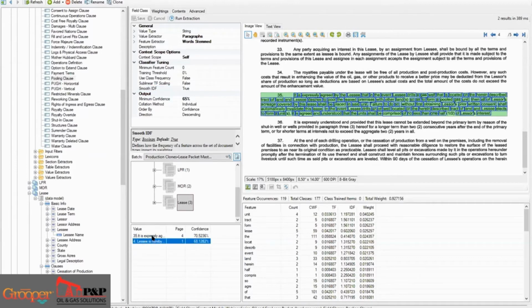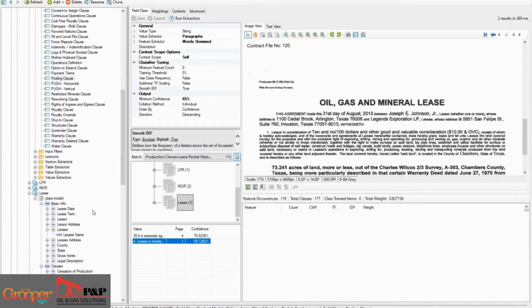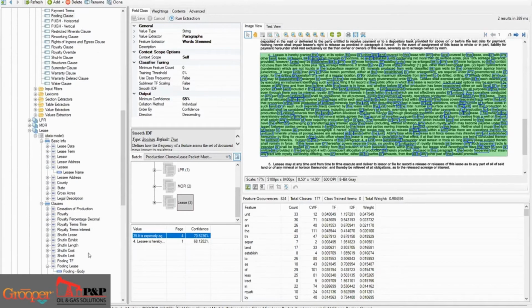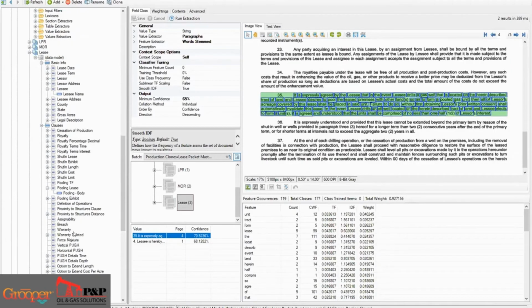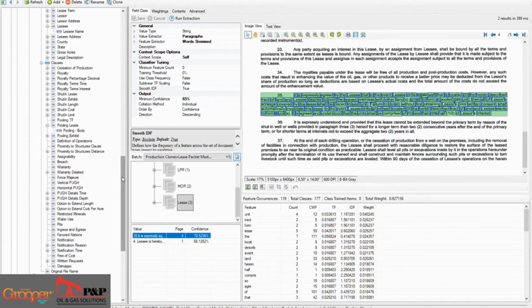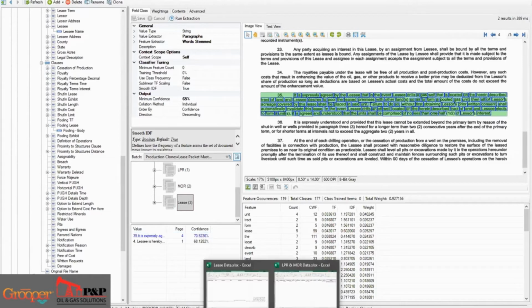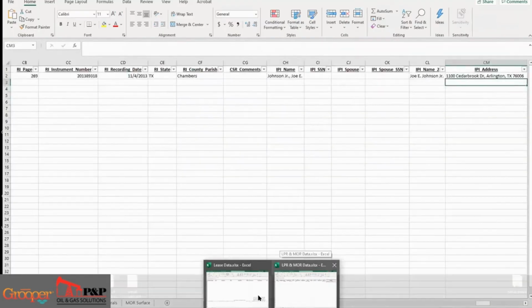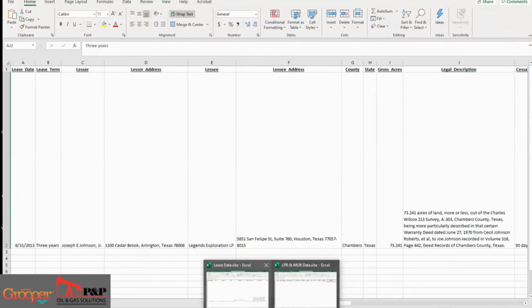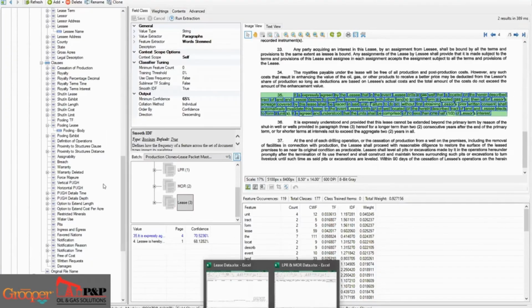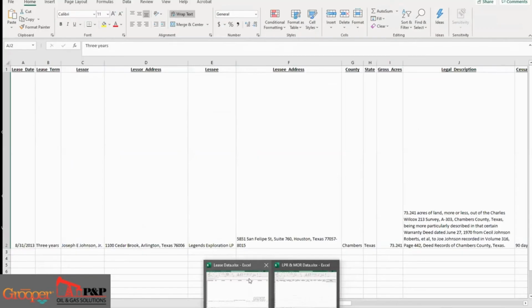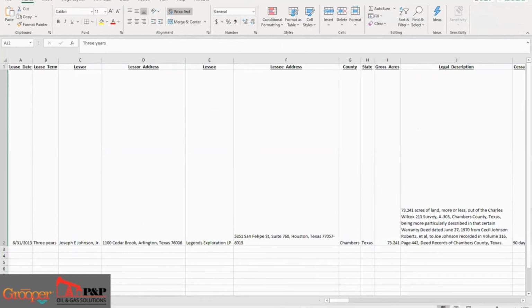And using my extractor with the input filters, I have separated them, one for the body and one for the exhibit. So I'll get into the spreadsheet real quick, if I may be given a couple more minutes, just to show how the extractions from this lease compared to the extractions from our LPR and MOR. Sound good? Sounds great. So we're looking at the work product.